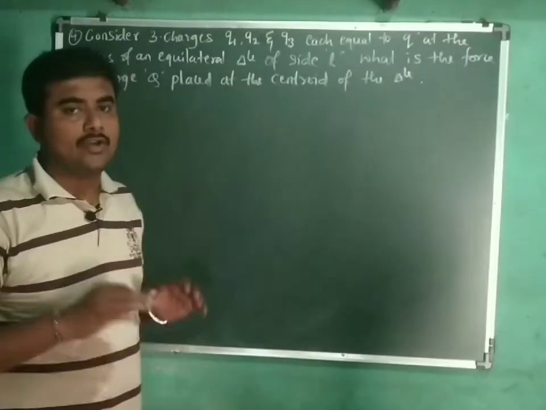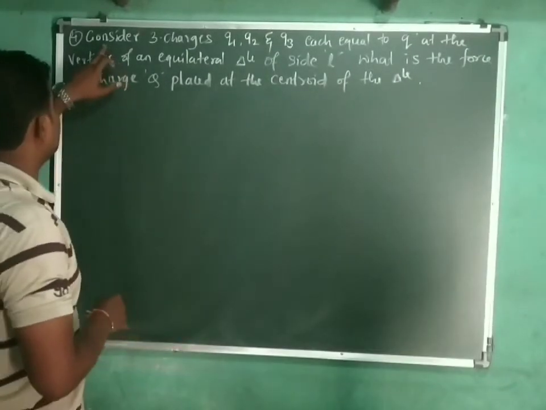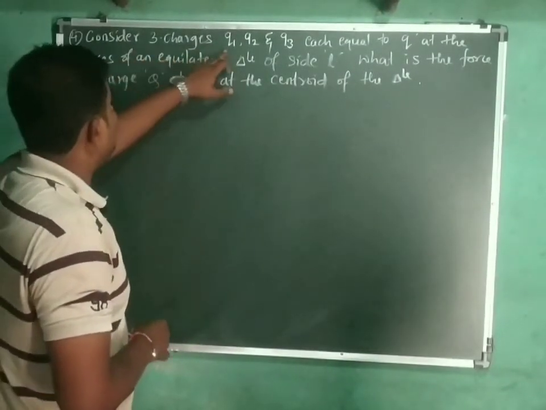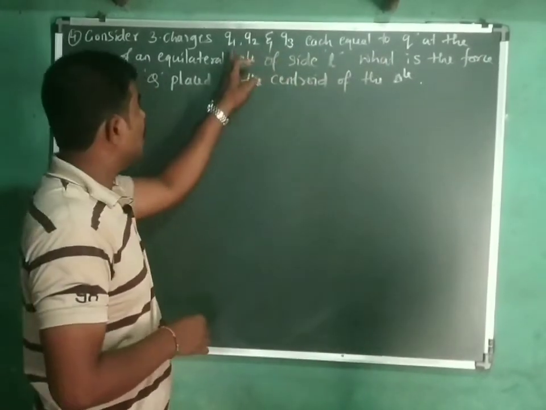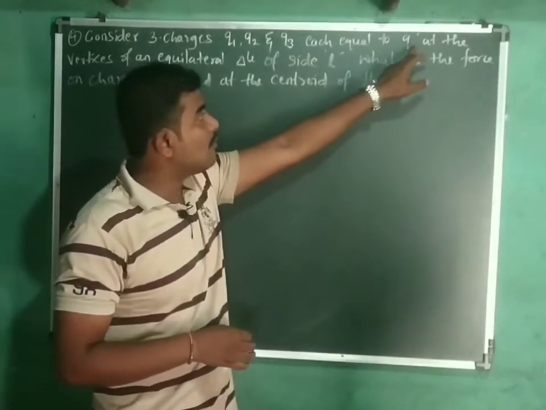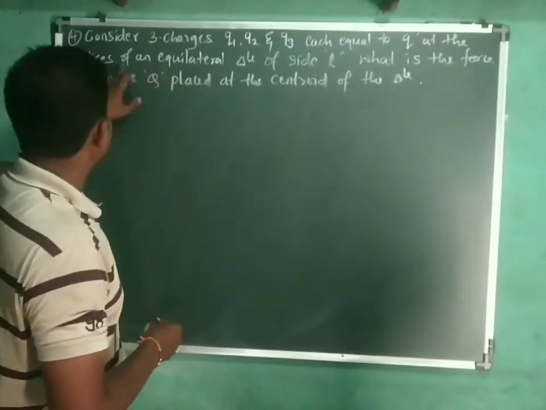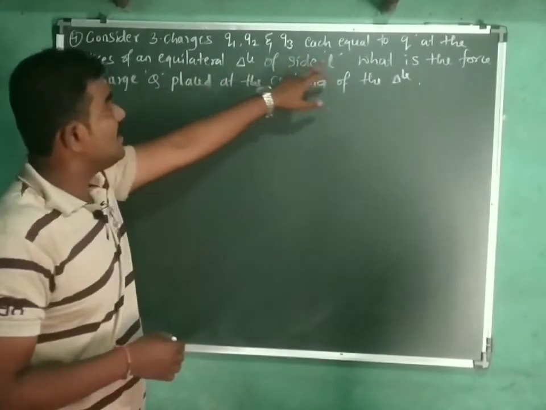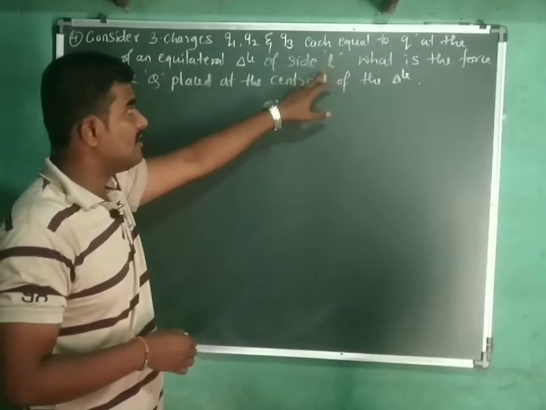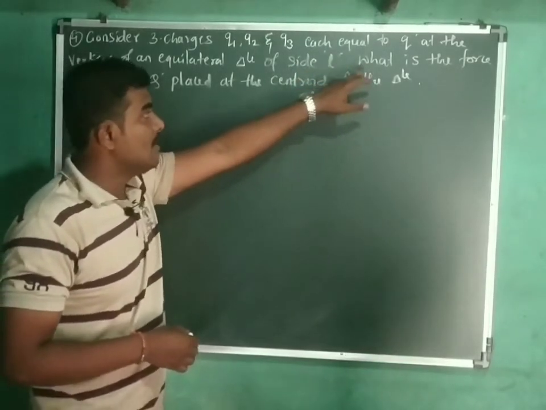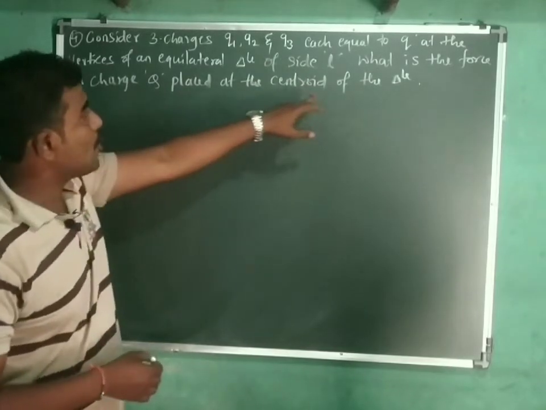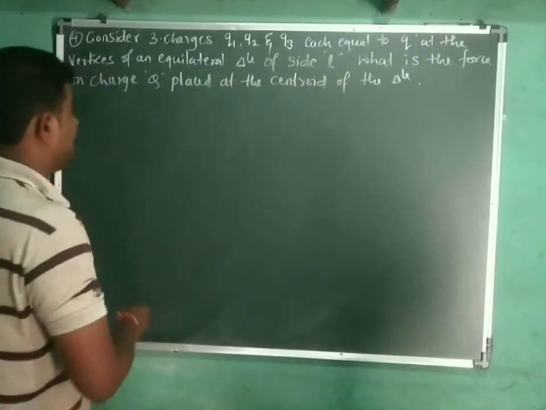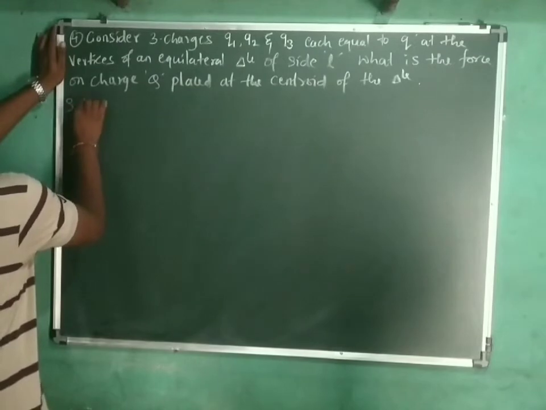Okay, this is our fourth numerical. Consider three charges Q1, Q2 and Q3, each equal to Q. All the three charges have value Q, at the vertices of an equilateral triangle of side L. The side of the triangle is L. What is the force on charge Q placed at the centroid of the triangle? This is the question.